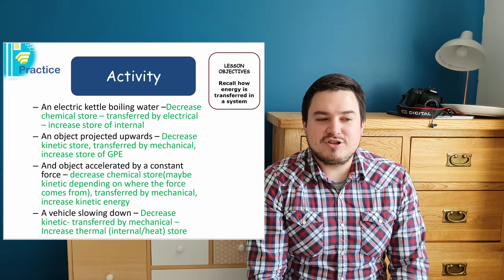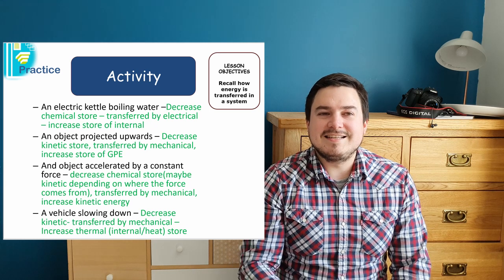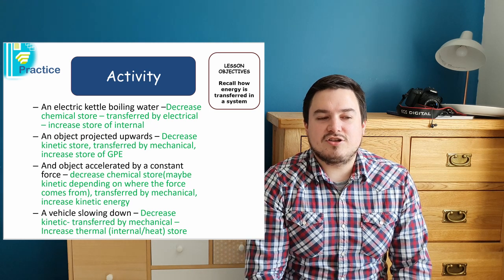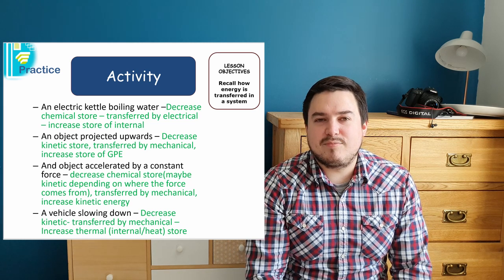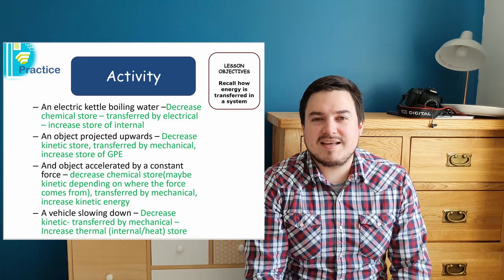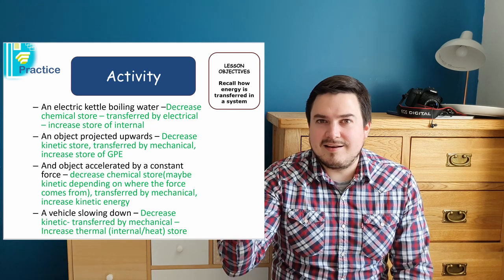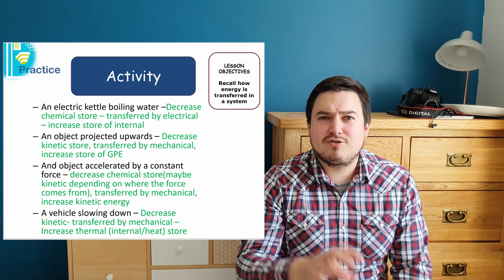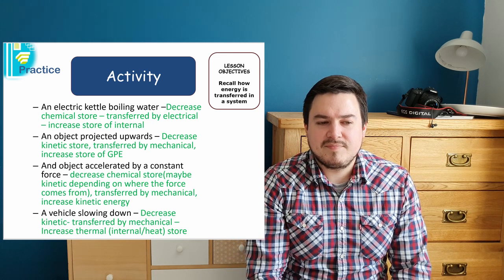In terms of an object projected upwards, much like with the hairbrush I described, we're going to start off with a kinetic store of my hand, decreasing. We're going to say that the transfer is by mechanical, because I'm pushing that hairbrush upwards, and this gravitational potential energy, as it's getting higher, is going to increase, and until I let go, the kinetic energy is going to increase as well. But the gravitational potential energy is the important one for you to mention there.